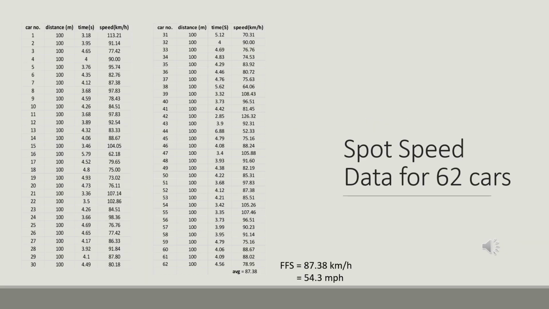As shown in the table here, we collected 62 spot speed samples from the site when the traffic was low. We followed the same procedure as in the previous speed data collection, recording the time it takes each vehicle to cover 100 meters. Then we found the velocities, and we also found the free flow speed, which is the average of these 62 speeds, and it is equal to 87.38 kilometers per hour.